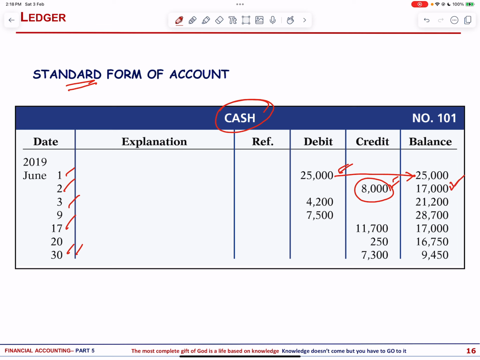Now there may be some generation of cash again in the next transaction, and if it is in debit, it is added. Again you can see the amount has been added over here, 28, but then there is a decrease in cash, and every time the amounts have been subtracted respectively. At the end of the month of June, we have a total of 9,450 in cash in the business.